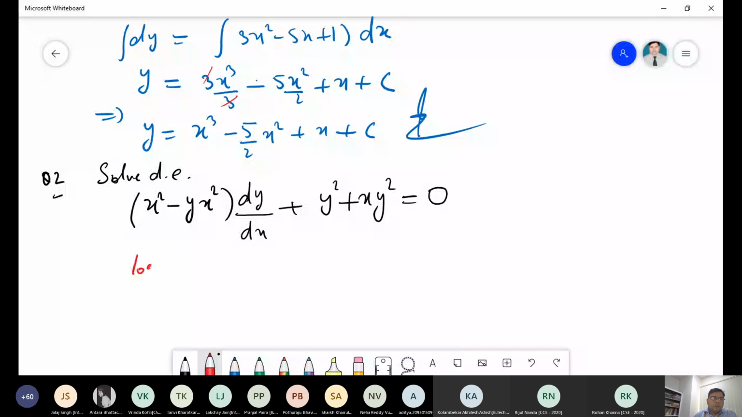The answer is log x by y, which is equal to 1 by x plus 1 by y plus c.